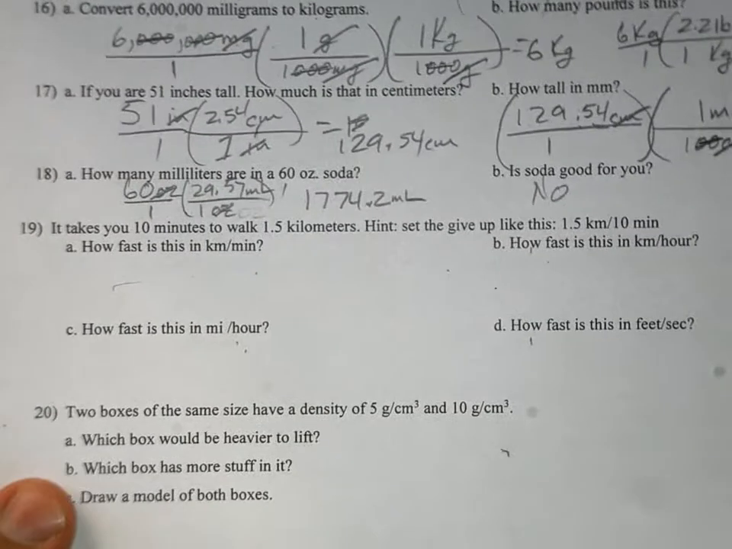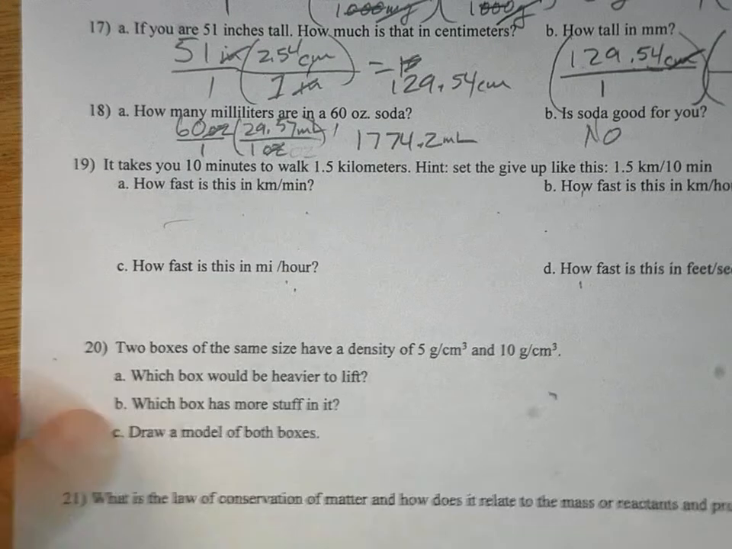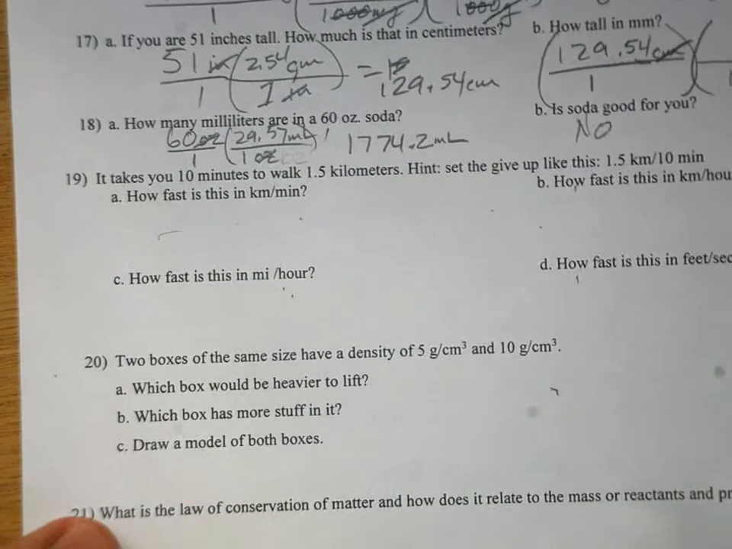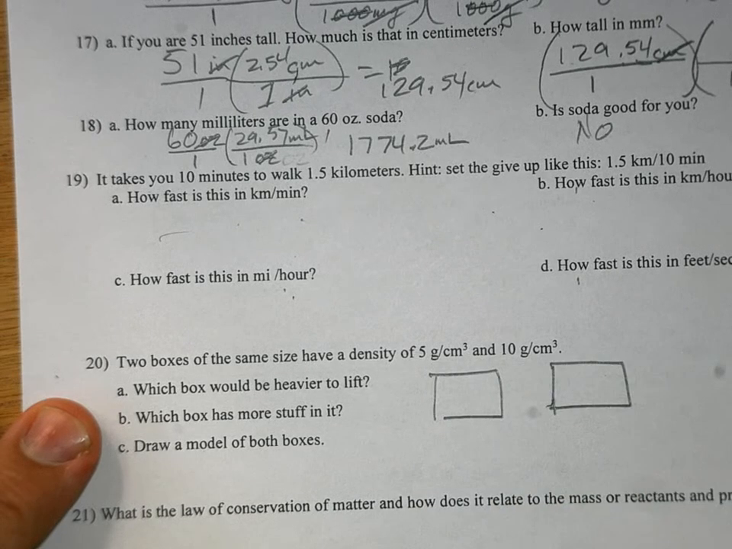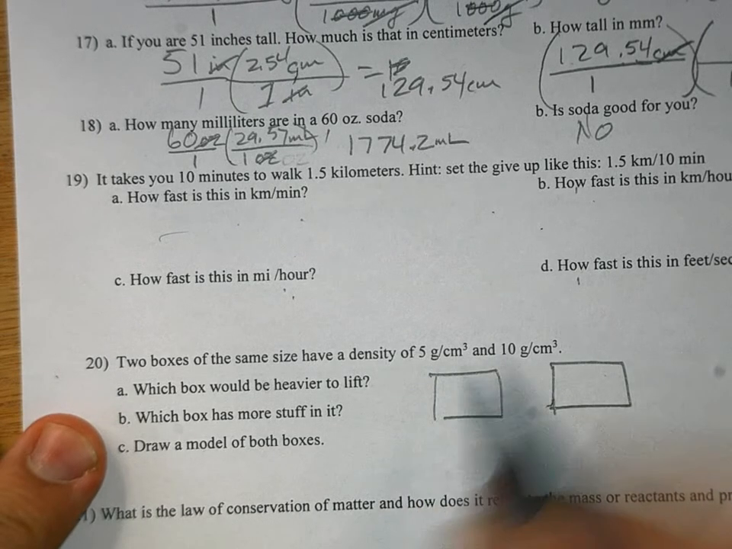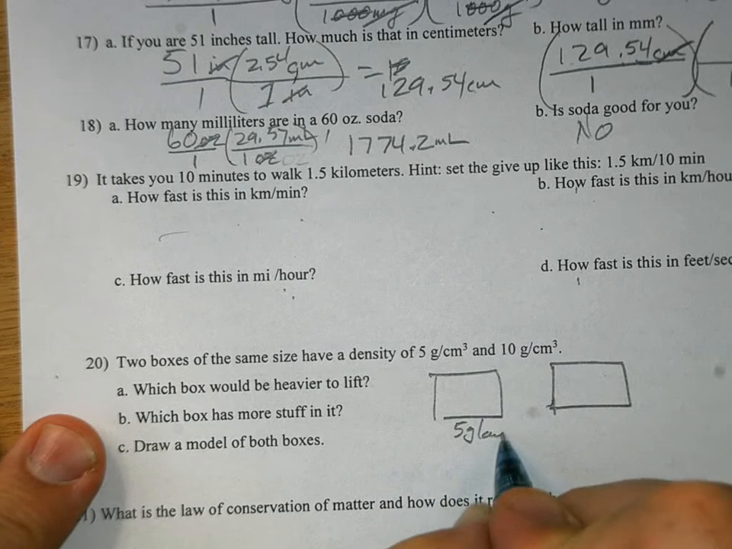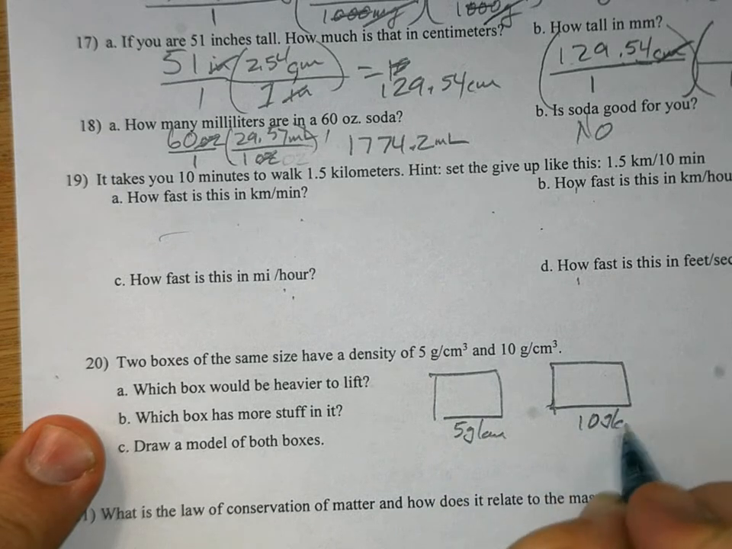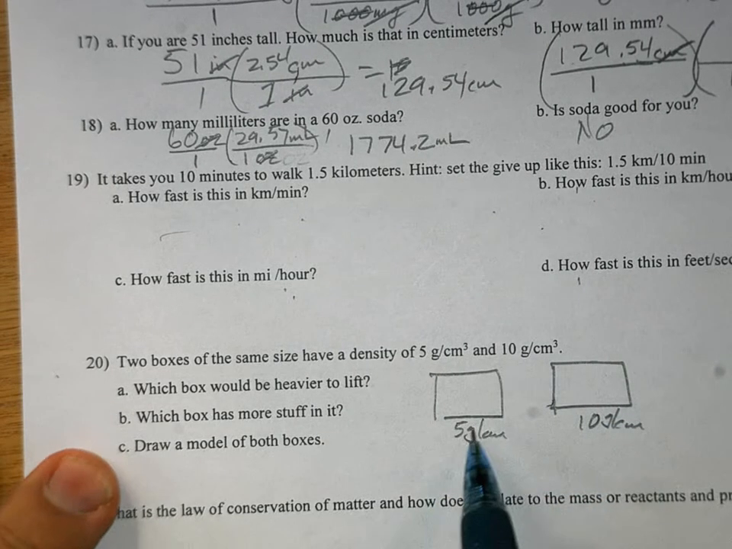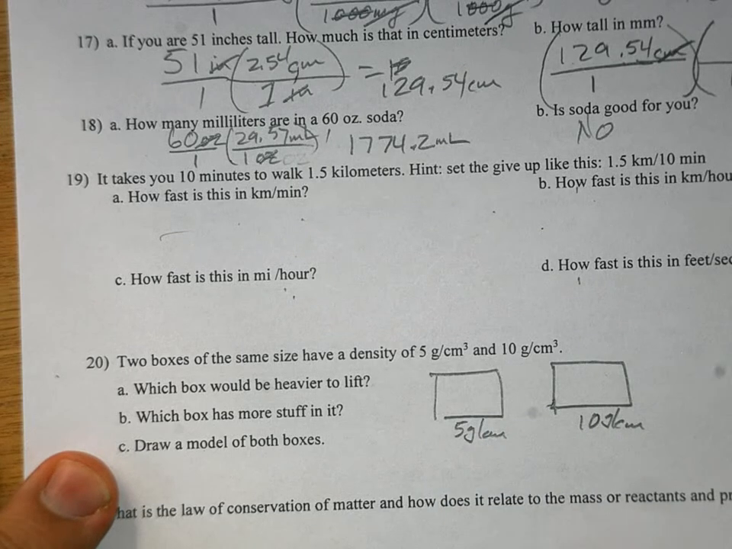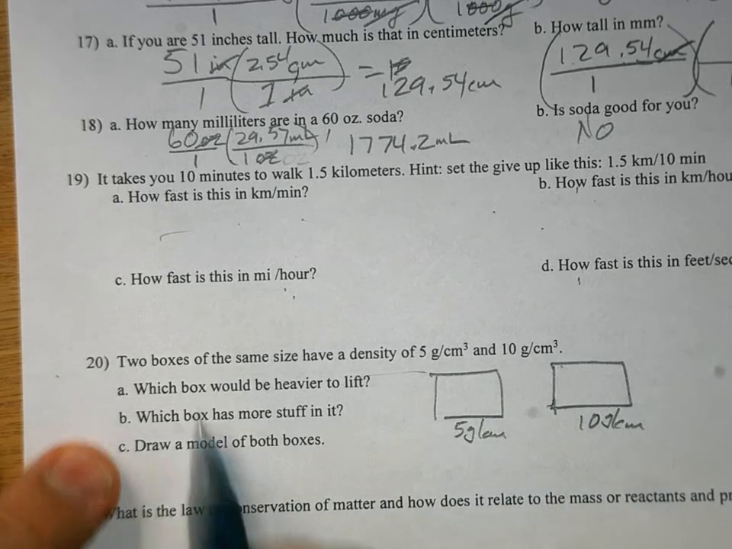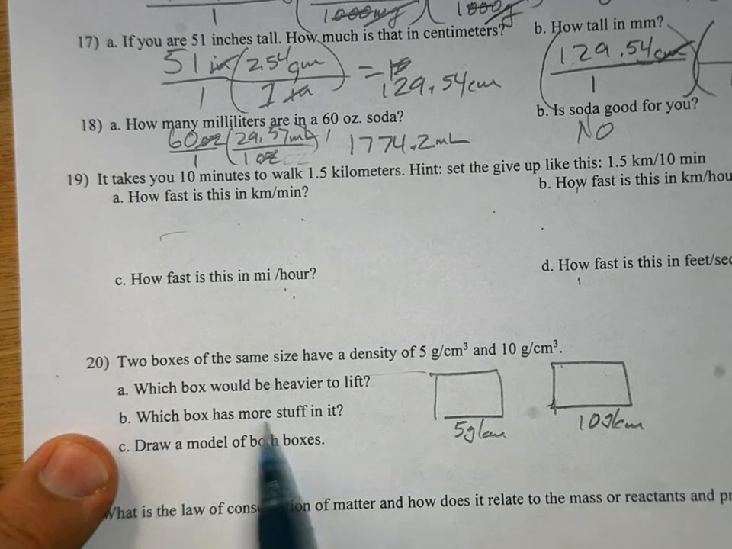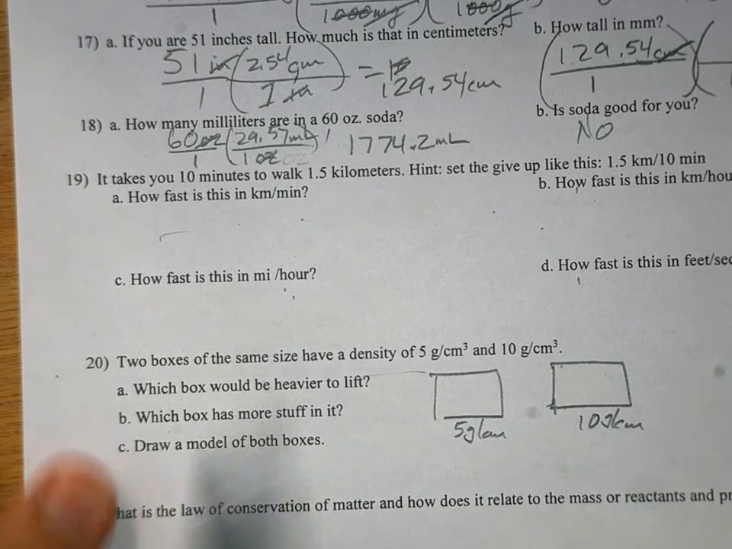Number 20. It says 2 boxes the same size. Okay, 2 boxes the same size. I did my best. They have a density of 5 grams per cubic centimeter and 10 grams per cubic centimeter. Okay, so let's just say for fun, they got that density. I'm just going to pretend these are cubic. Which box would be heavier to lift? Which box has more stuff in it? Draw a model of both.